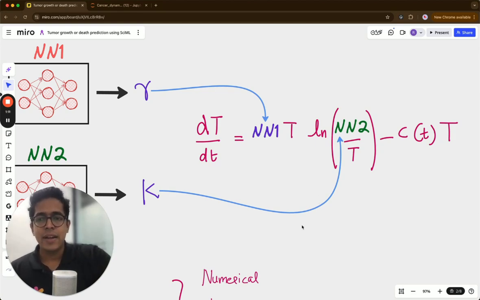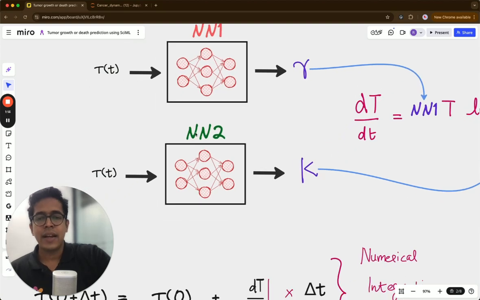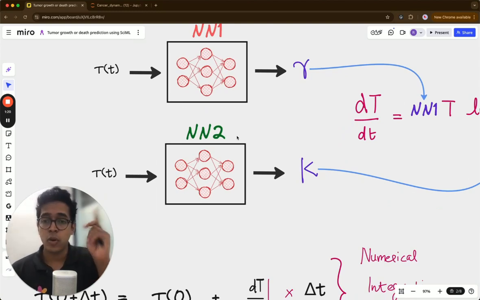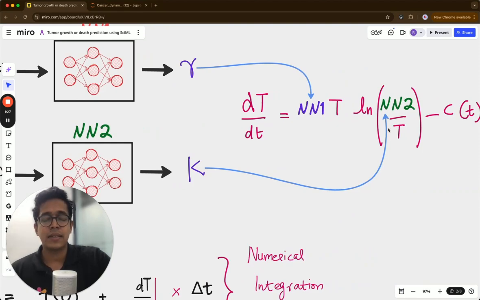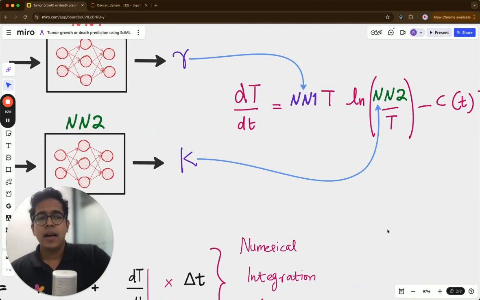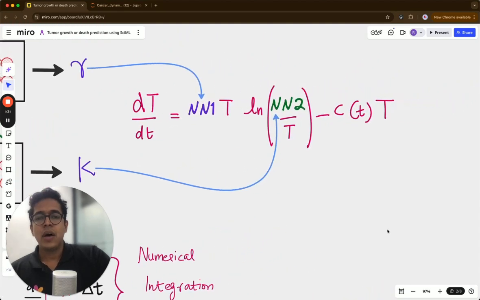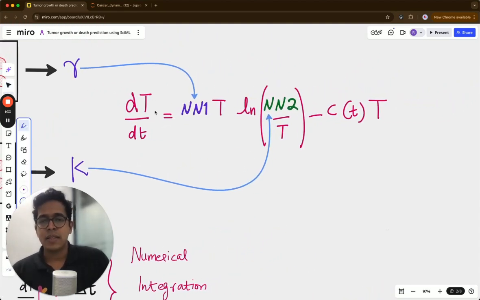Similarly, NN2 is used to predict K, and NN2 also uses the tumor size T as the input. So you have two separate neural networks here, one for predicting R, one for predicting K. And just like NN1, you plug in the value of K here in the place of NN2. Then you have a dT by dt equation, right? And this is the UDE predicted rate of change of tumor size. This is not the actual dT by dt. This is predicted by the UDE.